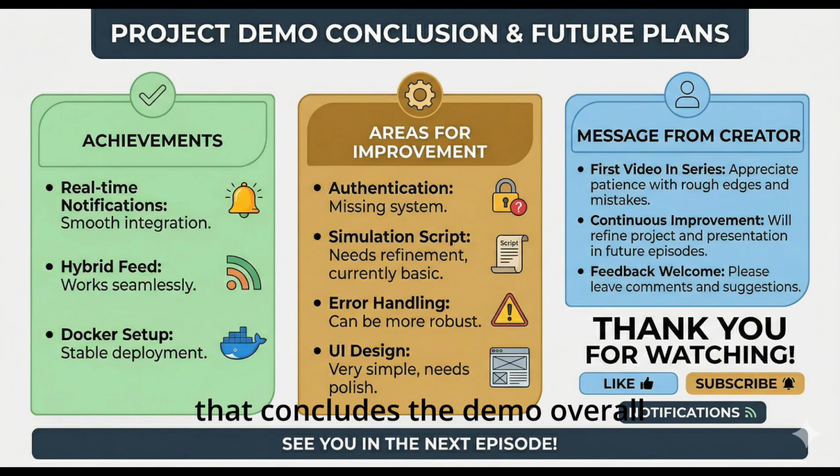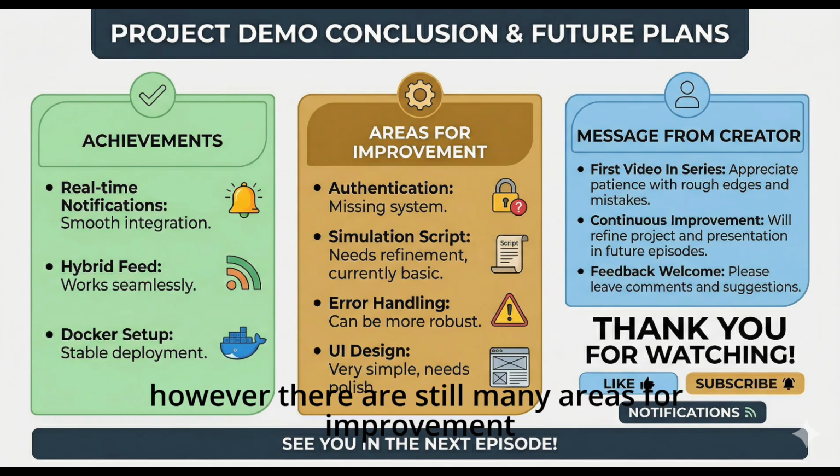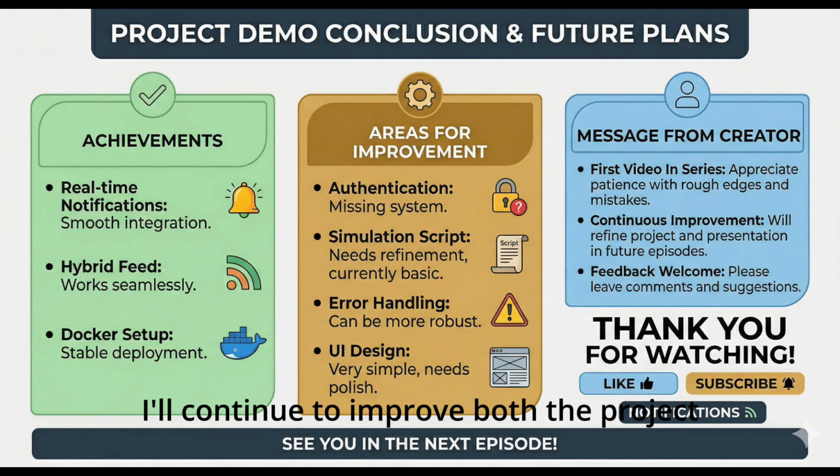That concludes the demo. Overall, I'm quite happy with how this project turned out. The real-time notification, hybrid feed, and Docker setup work smoothly. However, there are still many areas for improvement. Authentication is missing, the simulation script is quite basic, error handling can be better, and the UI is still quite simple. Since this is my first video in the series, there are definitely some mistakes and rough edges. I'll continue to improve both the project and my presentation in future episodes.